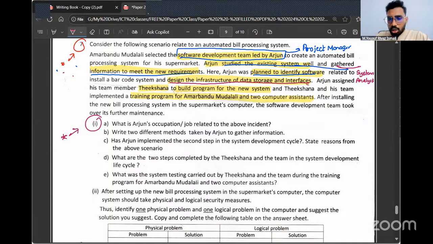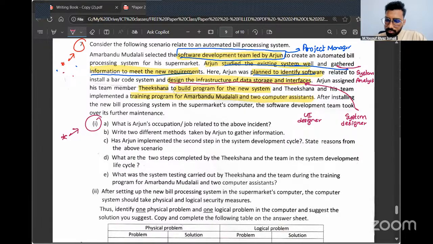Okay. So normally this designing is done by a system designer. And interface designing is done by someone called a UI designer. Okay. That's done by a UI designer. So apart from all these, software analyst and system analyst are both the same. Okay. These are some of the main roles you can see which are mentioned in the question.